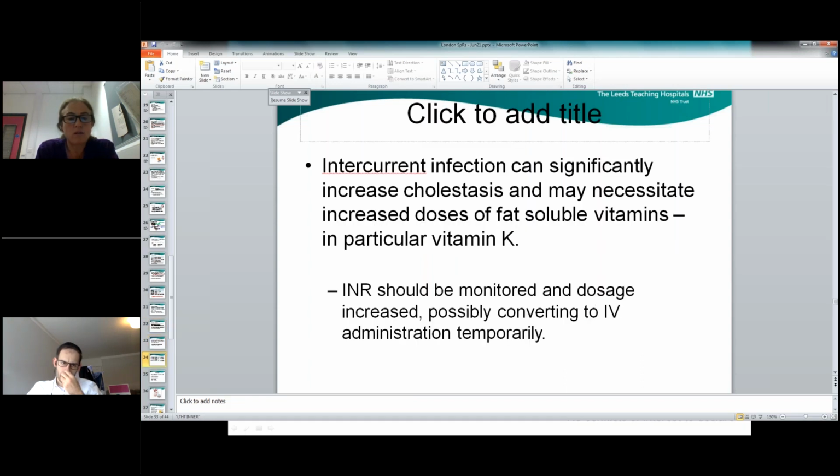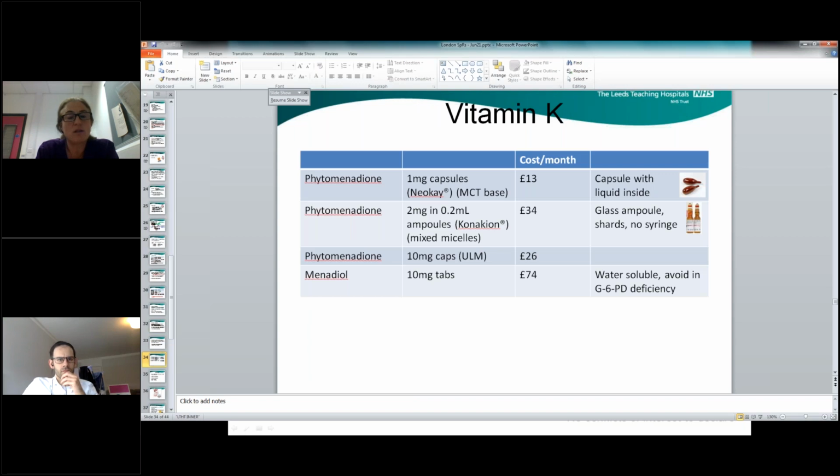The preparations, there's a couple that are available. One is Near-K, which are these funny little capsules here where you basically snip off the end with a pair of scissors and there's liquid inside. Or there's Kanakian ampules, which GPs seem to prescribe almost first line, even though they're way more expensive and patients, or parents, have got to struggle with glass ampules. So I prefer the Near-K capsules as a much easier option for parents.